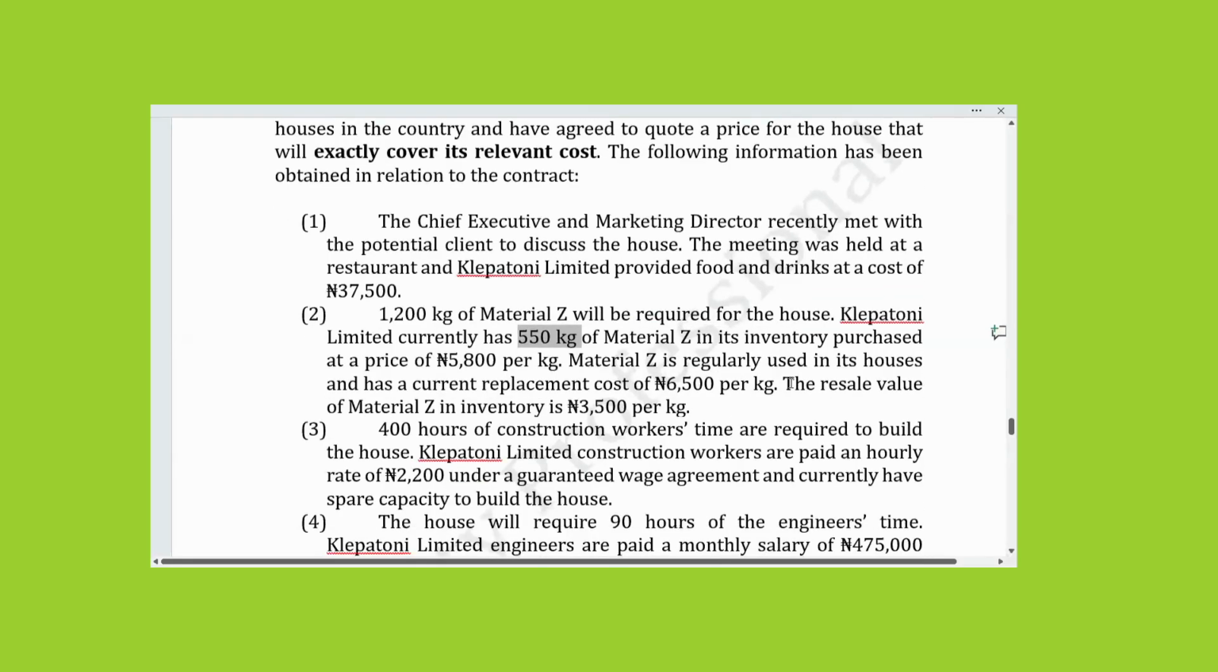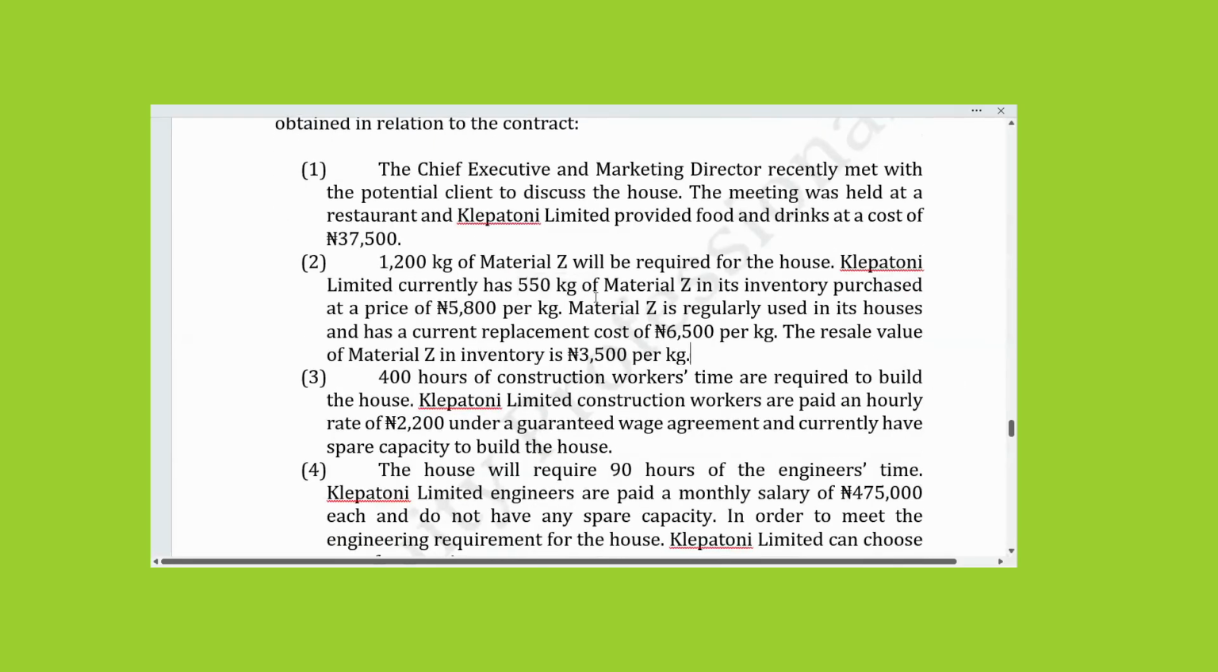And that is why the examiner has mentioned to you that material Z is regularly used. So when you are told regularly used or infrequent use, it means that you are going to buy the entire material needed in the market. You are going to buy it afresh. So forget about the old one you have in the warehouse or in the store. You only consider the one you have in the store if you are told that it will be used for the project. But in this particular question, the examiner did not tell us that we are going to use it for the project. Therefore, forget about the 550 kilogram.